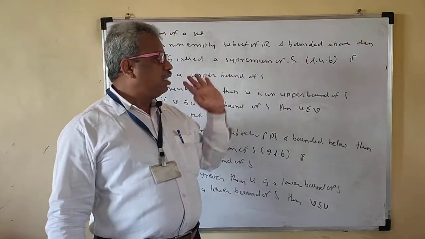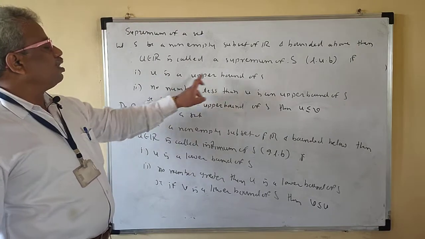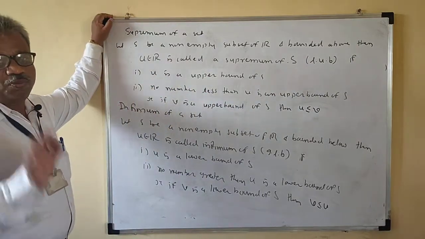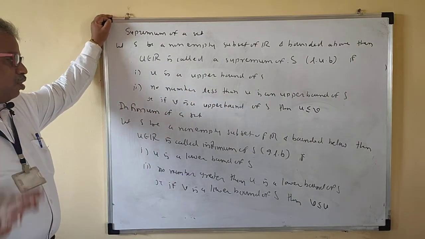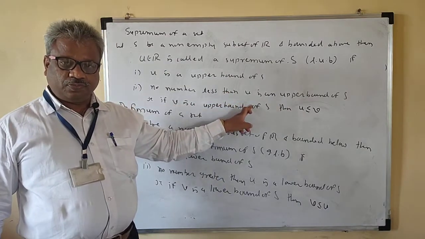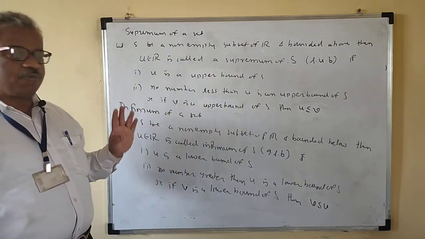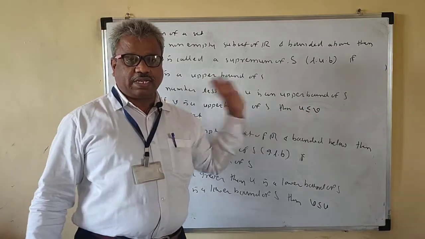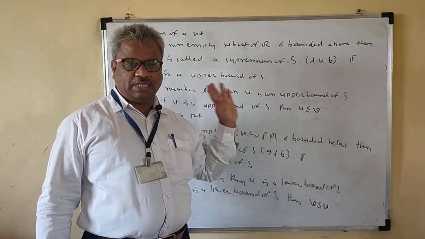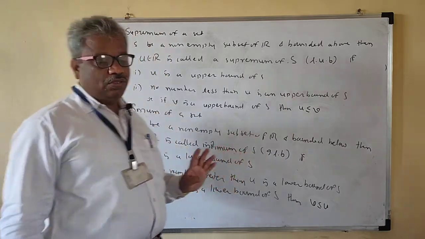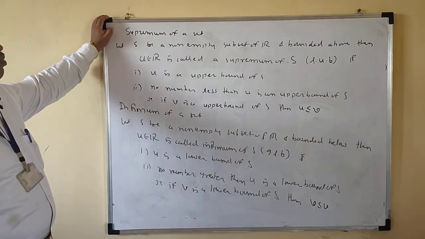Supremum is also called the least upper bound if U is an upper bound of S. So the supremum should be an upper bound of S. No number less than U is an upper bound of S. That means if V is an upper bound of S, then V will be greater than U. It will not be less than U. So this is the definition of the supremum.